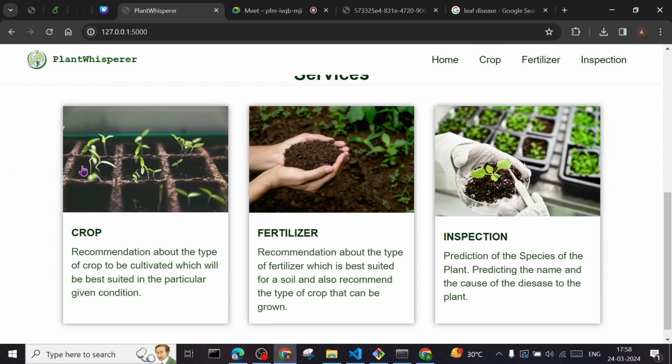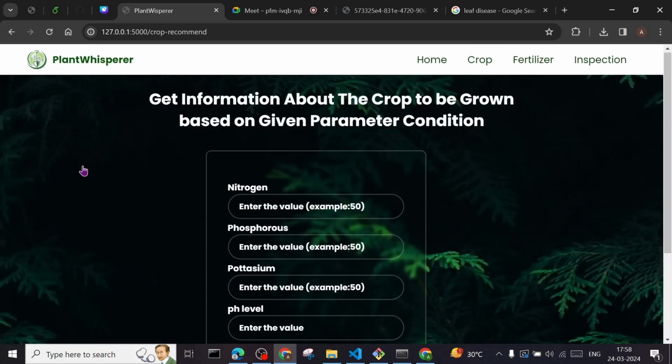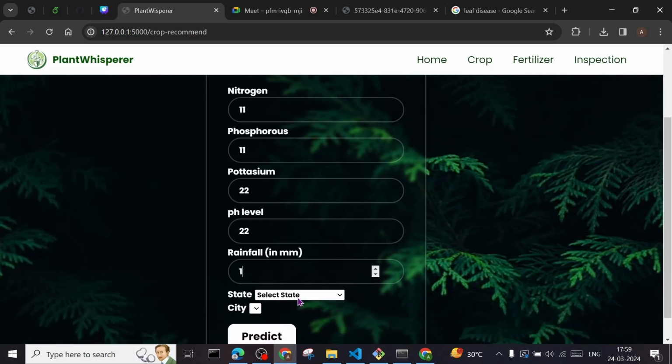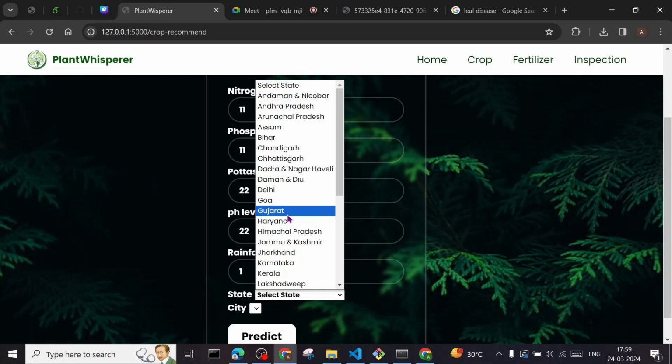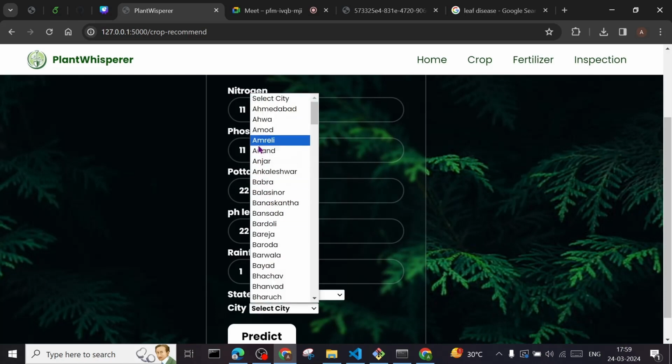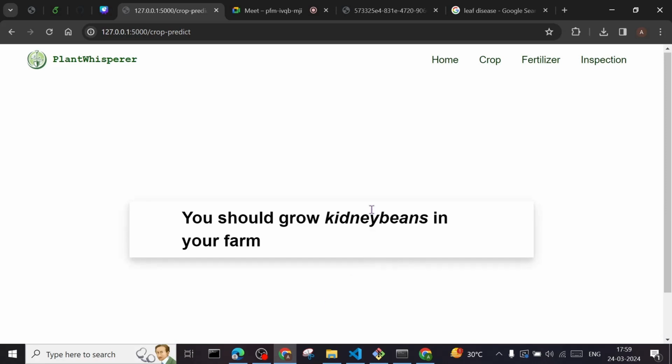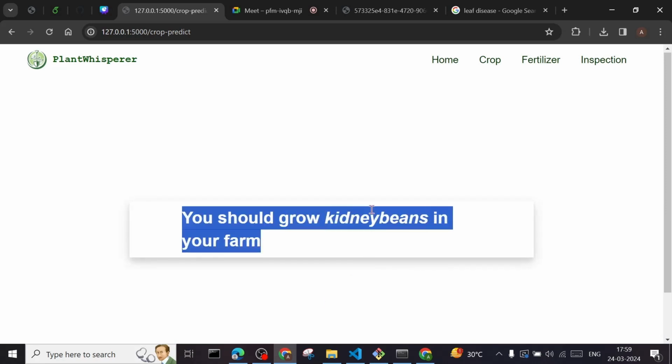Now let's look at our first service, that is crop. In this, the user has to enter the various parameter conditions, and the output will be the crop that will be best suited to grow in the particular condition. Let's take an example over here of Gujarat, and then the city will be Anand, and predict. So this gives us the crop name that will be best suitable to grow in the given condition.